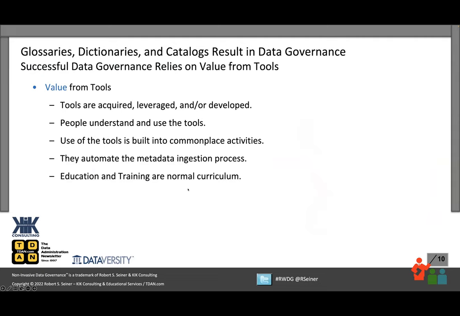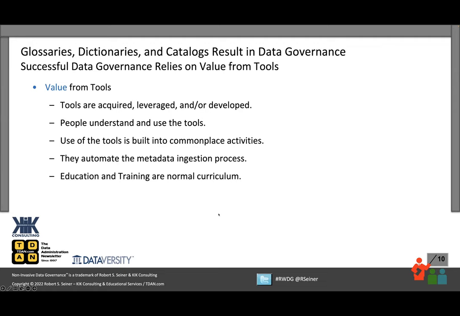So let's talk about the value that comes from the tools. Well, first of all, the tools need to be acquired, they need to be leveraged, they need to be developed if you're working on do-it-yourself tools internally. In order to get value from tools, people need to understand and use the tools. The tools need to be built into the things that people do. So the use of the tools really needs to become commonplace among people's activities. Tools that are successful and governance programs that are successful with the metadata automate the process of getting metadata into the tools. So it's not a manual effort for somebody to move some metadata into the tool. It might be that way early on, but ultimately you'd like change management to kick something off that keeps the tool up to date. And then education and training associated with the tool becomes part of your normal curriculum.